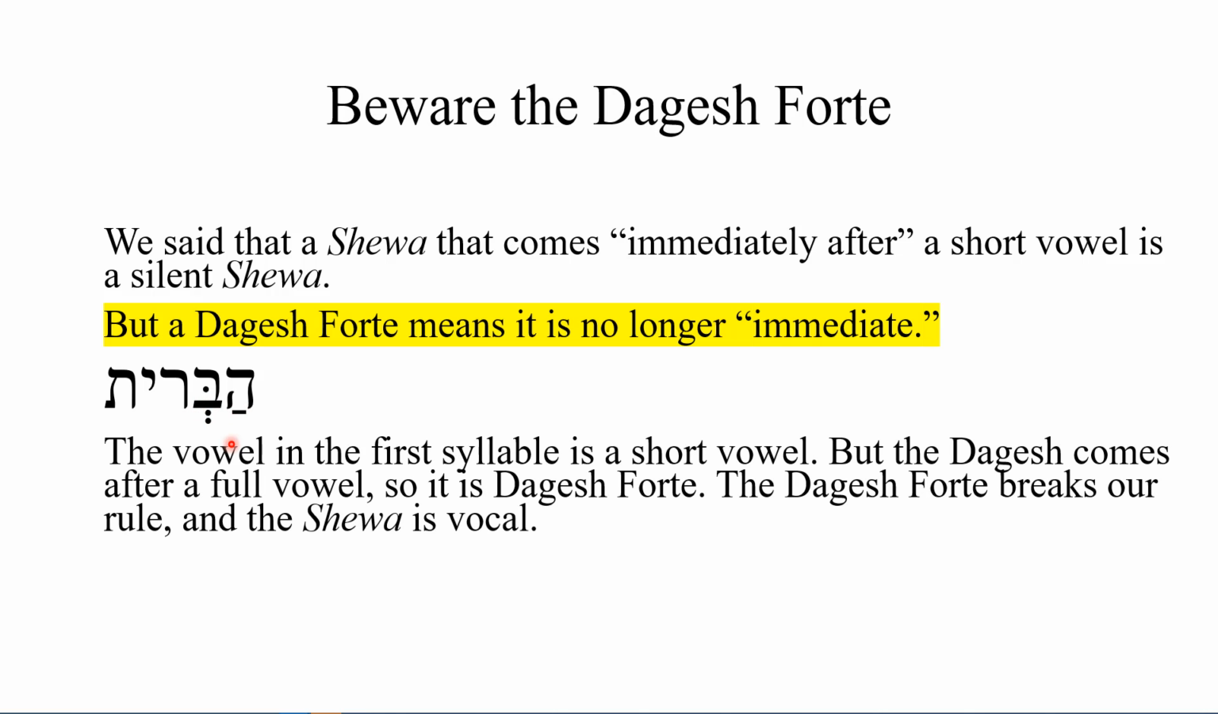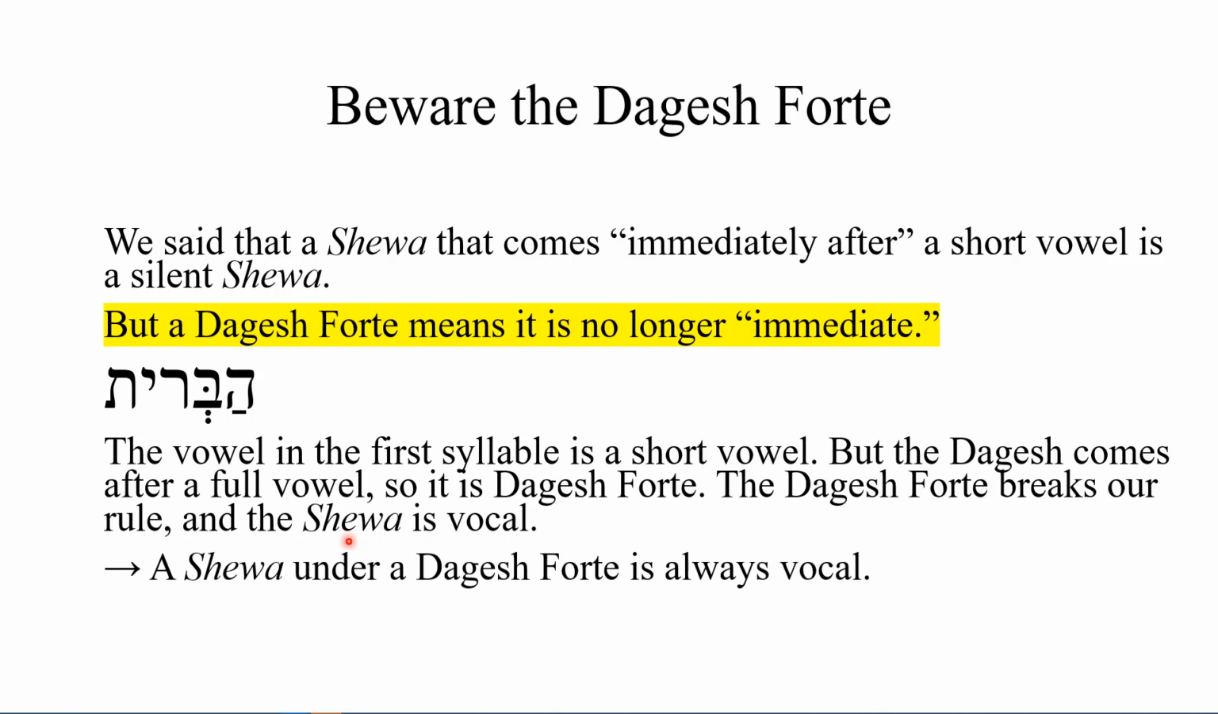So here's a summary. In this case, the vowel in the first syllable is a short vowel. So here we go, this ha, it's a short vowel, but the Dagesh comes after a full vowel, and so it's a Dagesh forte, and the Dagesh forte breaks our rule. In essence, it says it's no longer immediate, and so that Shewa is vocal. And we can extend that to say that a Shewa under a Dagesh forte is always vocal. So that provides a little bit of review, and now we are ready to take a look at the workbook exercises for Chapter 3 of Pratico and Van Pelt.